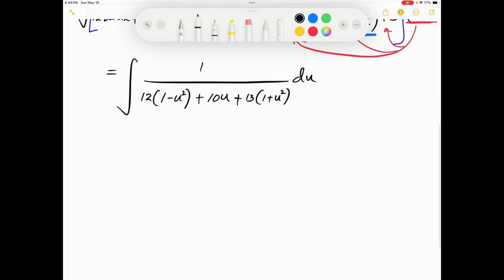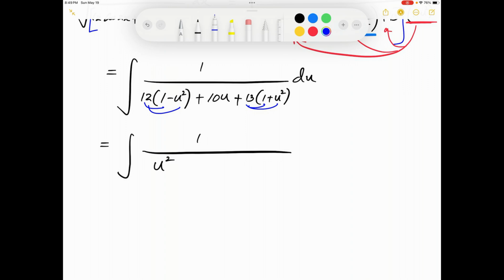Alright. Now we can combine some like terms from the denominator and simplify it some more. I have integration 1 over, I need to distribute 12 into these two and 13 into these two. Then I have negative 12u squared and a positive 13u squared. Those two will be simplified to become 1u squared. And then I have 10u from the middle. Let me write it down next. And then I will look at the constant term. 12 times 1 is 12 and 13 times 1 is 13. Those two will be added to become 25. And I have a du term.